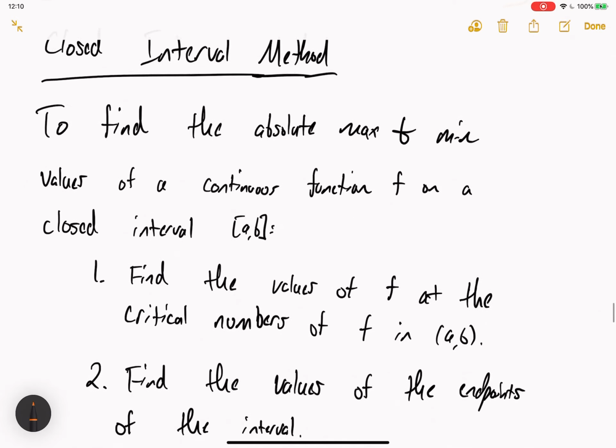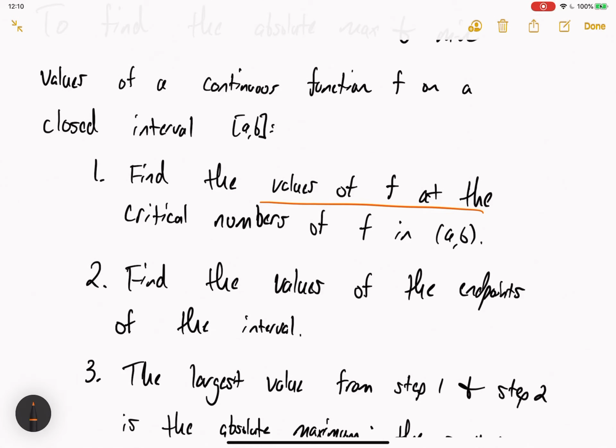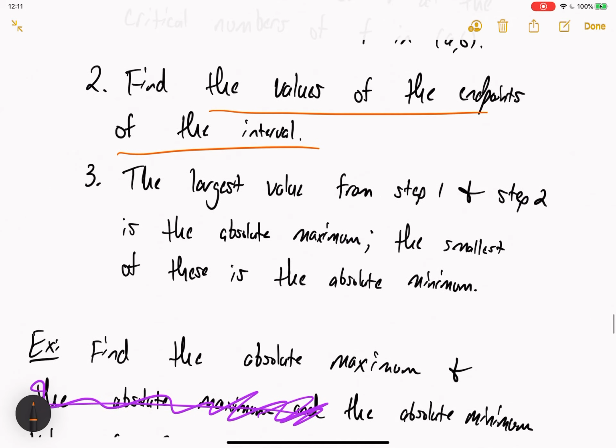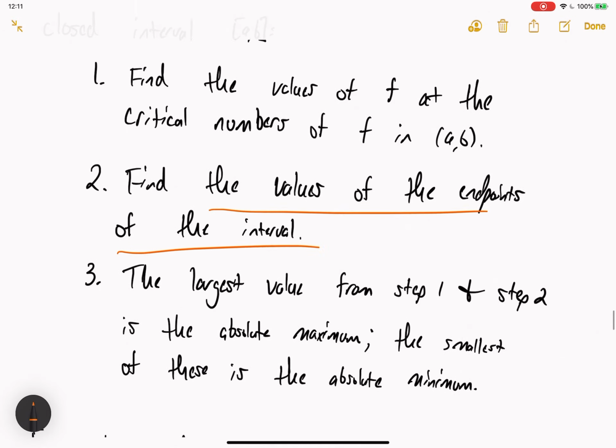So the closed interval method is how we find these. The first step is to find the values of f at the critical numbers of f in (a, b). So we find all the critical numbers of f: we set the derivative equal to 0, or we find the places where it doesn't exist, because that's going to be a maximum or minimum value. Then the next thing we do is find the values of f at the endpoints of the interval. The largest value from step 1 and step 2 is the absolute maximum, and the smallest of these is the absolute minimum.